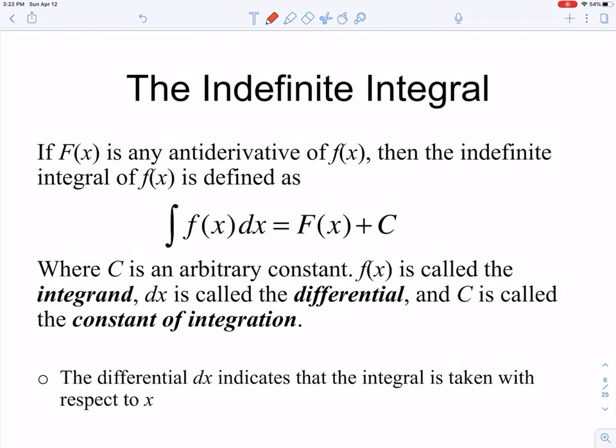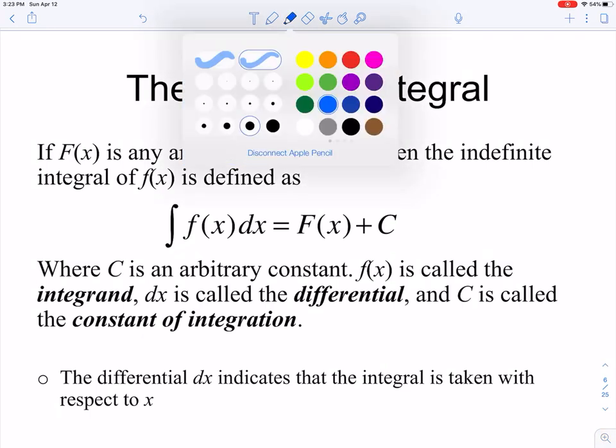So this brings us to the indefinite integral. If capital F of x is any antiderivative of lowercase f of x, then the indefinite integral of lowercase f of x is defined as the integral of f of x with respect to x equals capital F of x plus c. So let's break down what each part of this means.